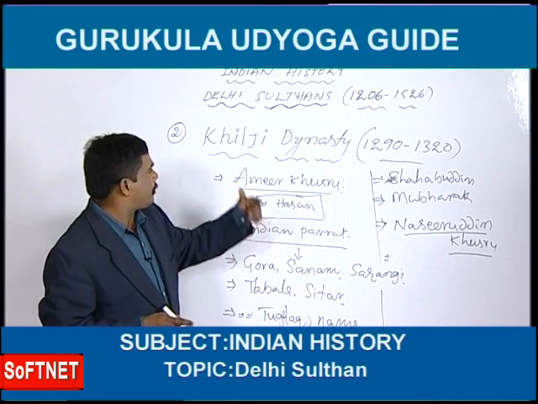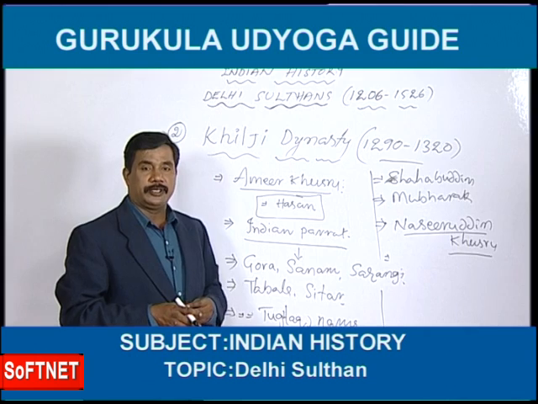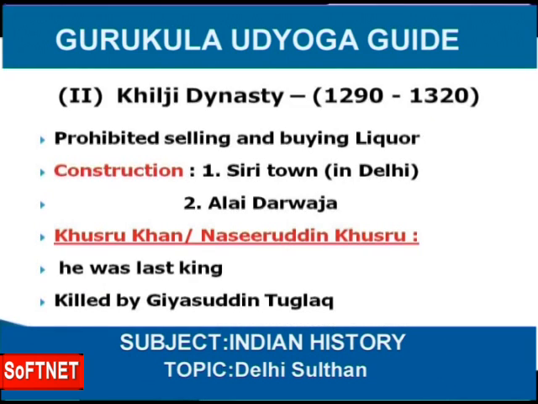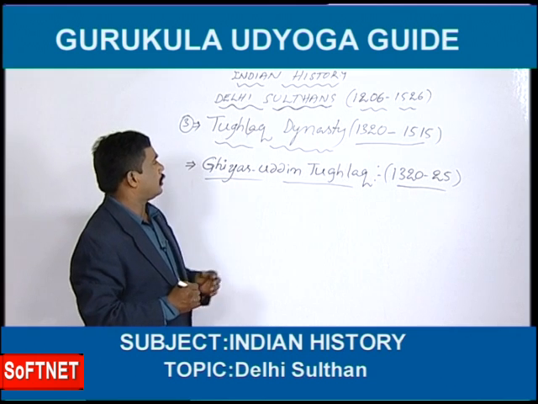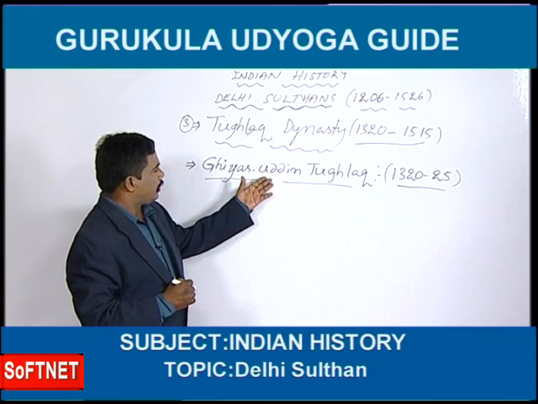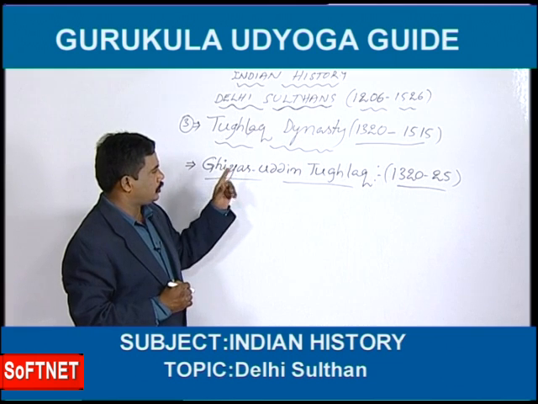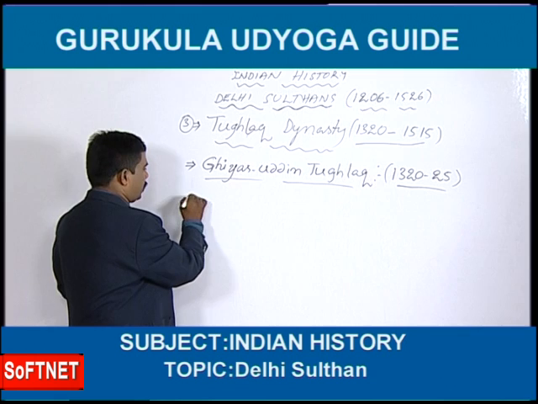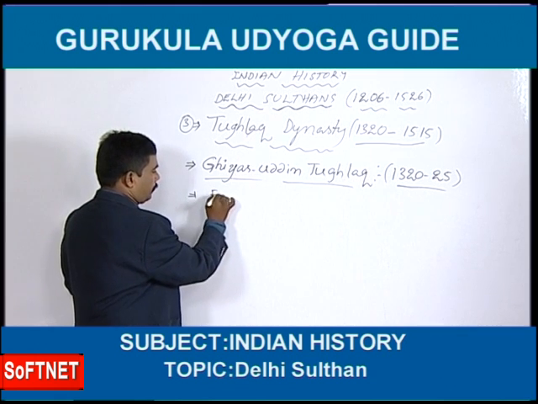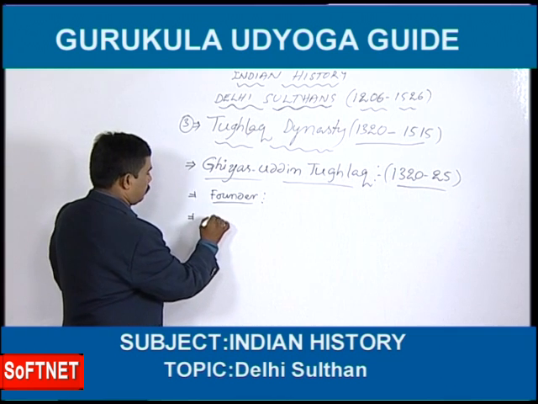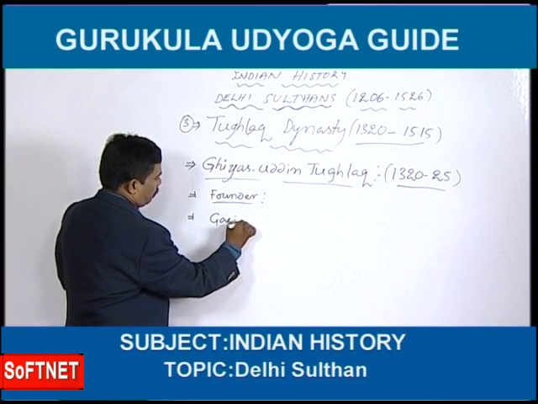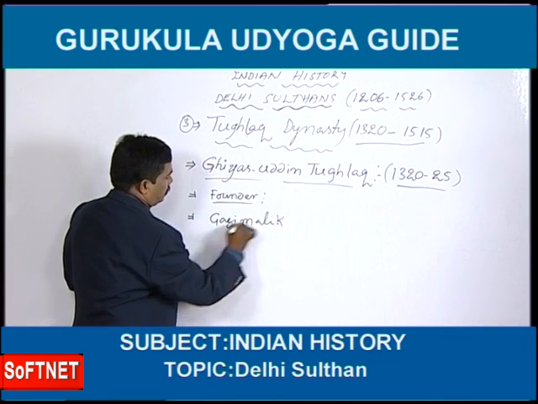So Ghayazuddin Tughlaq established the Tughlaq dynasty. He is the founder of the Tughlaq dynasty. He was the army commander of the Khiljis, and he killed the last ruler, Nasiruddin Khusro, and established the Tughlaq dynasty. So he is called the founder of the Tughlaq dynasty. He is also called Ghazi Malik.